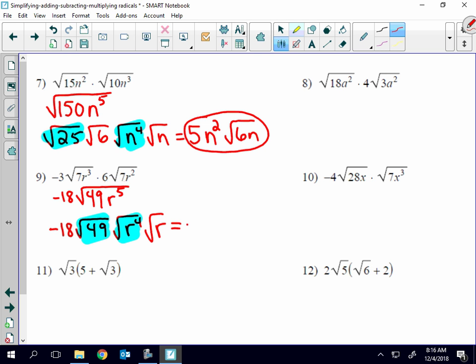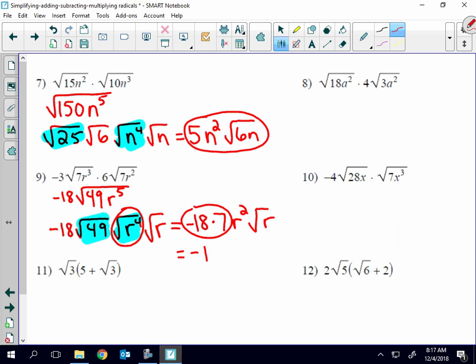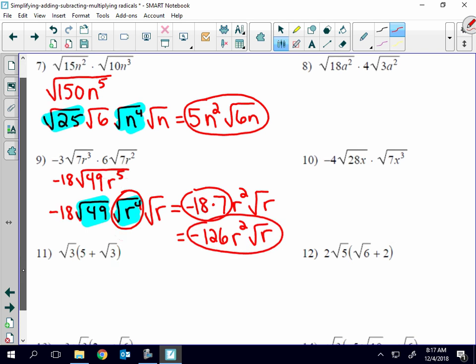So I have left a negative 18 on the outside times a 7 because of the square root of 49, times an r squared because I took the square root of this guy, and then I have a remaining r under the radical. And I'm going to go ahead and finish this by multiplying these two together. Negative 18, sorry, I'm doing my calculator. We have negative 18 times 7, which is a negative 126 r squared radical r.